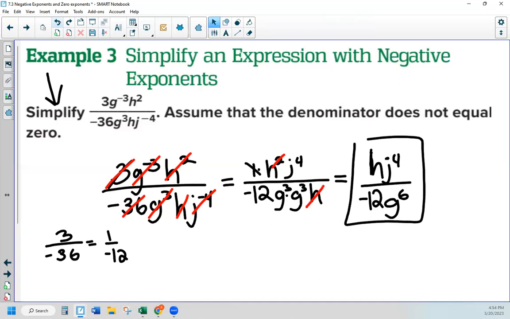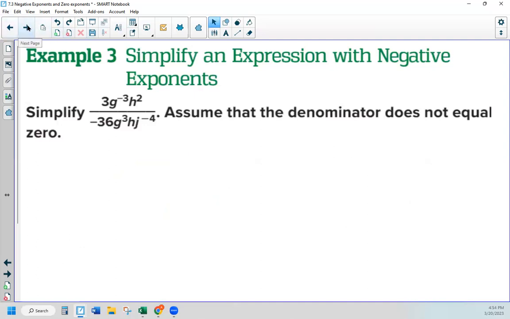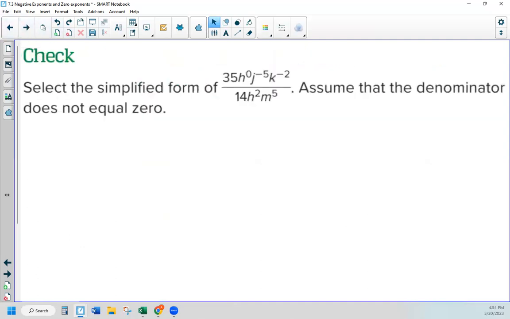All right. If you need a little more explanation on this, make sure you reach out to me. If not, replay it. Rewind this, play it at your own pace. All right, check problem. Freeze your screen, try it out.